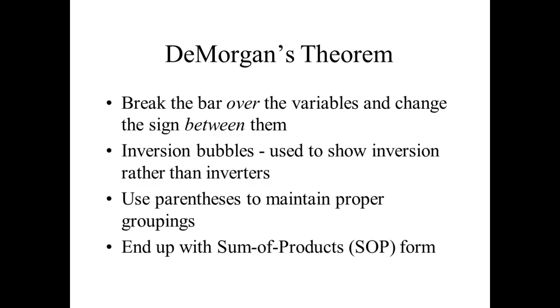De Morgan's theorem says break the bar over the variable and change the signs between them. Inversion bubbles are used to show the inversion rather than inverter gates. Use parentheses for proper grouping. We already know that.